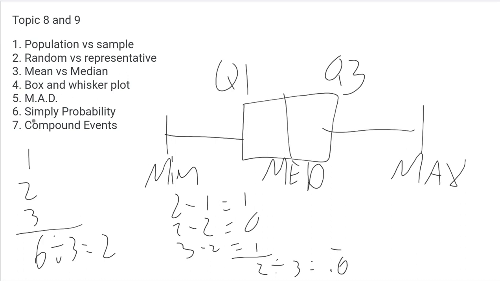Simple probability was what we want versus what's possible. Compound was what we want over possible, and then what we want over possible again, and then we multiplied, subtracting what was taken out before.